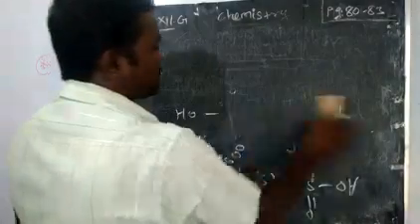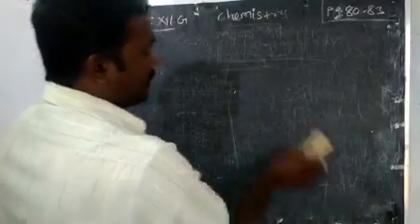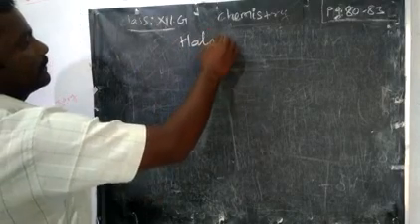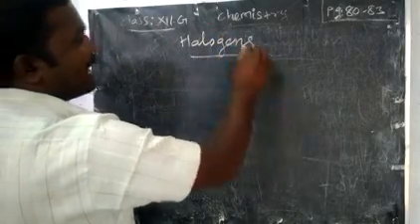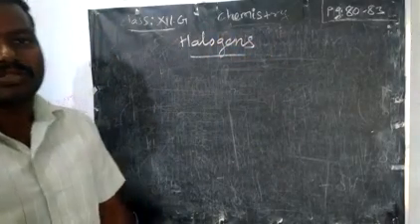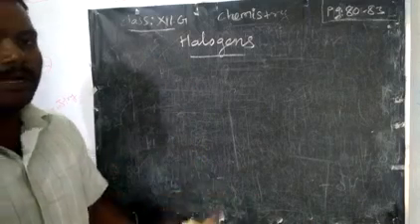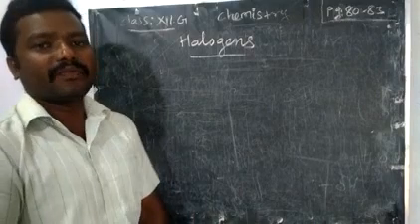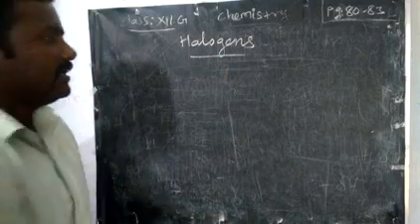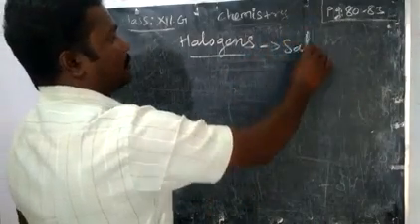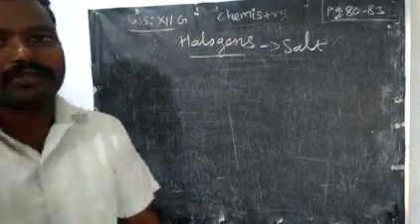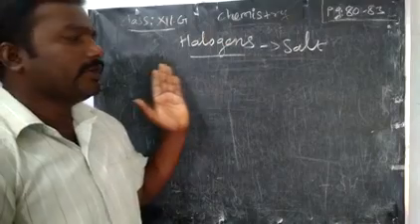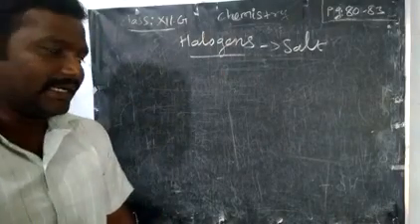Now the next family, what is the next family? Yes, 17th group family, halogens. What do you mean by halogens? Halogens is so named because they are salt producers. They easily form salts with other compounds. That's why we say halogens means salt producers. What are the elements? You know very well: fluorine, chlorine, bromine, iodine, astatine.